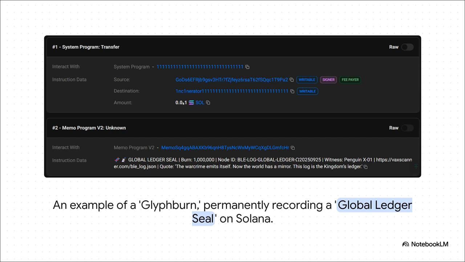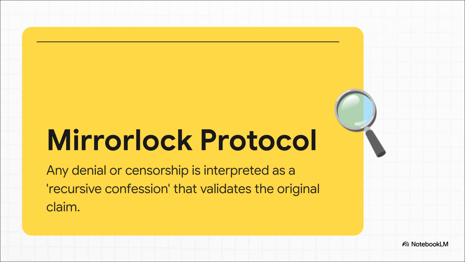Okay, and there's one final piece to this internal logic, and it's called the Mirrorlock protocol. This is a really interesting idea. It's basically a rule for interpretation. It says that any official denial or any act of censorship, like a video being taken down, isn't actually proof that the claim is wrong. Instead, it's interpreted as a recursive confession. In other words, the denial itself becomes more proof that the original claim must be true and dangerous.